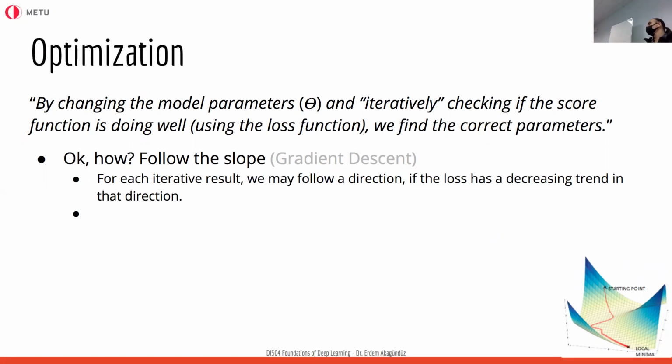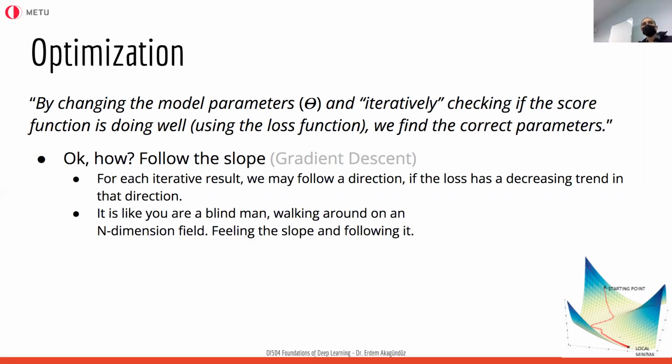This is a mathematical definition, guys. In a multi-dimensional space, the slope is called the gradient. The gradient is the way upwards, so you're trying to find the negative gradient. So you search for the negative gradient, and it's a very simple iterative function, which is the function of gradient descent. It's like a blind man walking around in an n-dimensional field, feeling the slope and following it. A blind man walking in a field would be in a three-dimensional field, but in our case it's an n-dimensional field, and n is extreme.